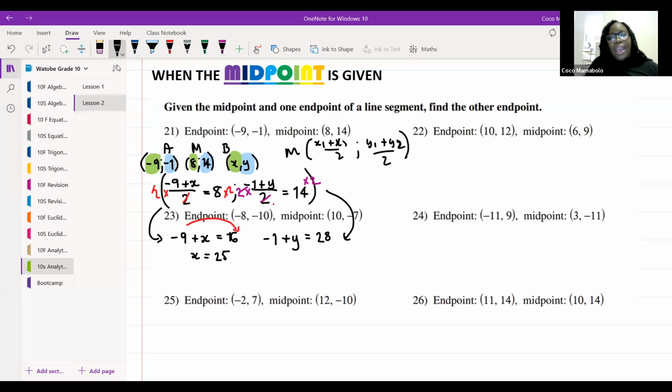Then I'm going to take my -1 over to the other side, and it's going to become +1. Therefore, y is equal to 29. That's it. Okay. So the coordinate for B over here is 25 and 29.